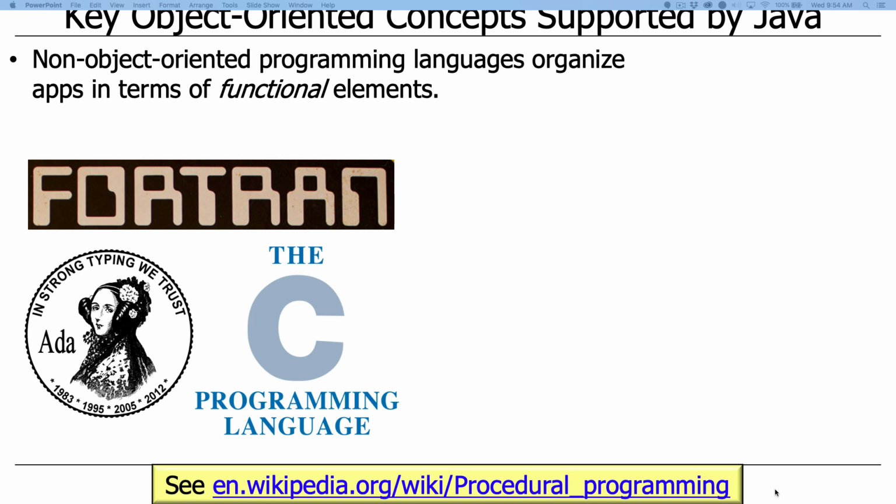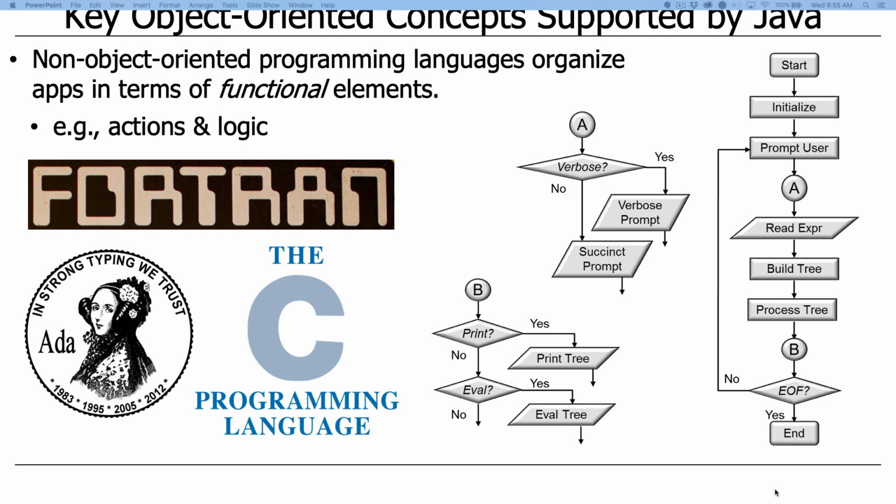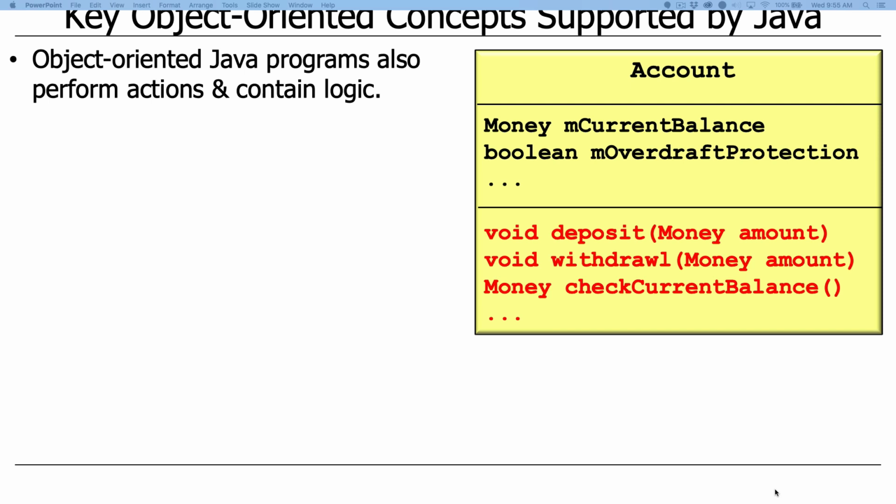Non-object-oriented languages organize applications in terms of functional elements or actions. And there are lots of examples of these historically: Fortran, Ada, C, and ideally you know something about these languages, at least historically. So actions and logic are the way things work. And you typically design programs using stepwise refinement with algorithmic decomposition. That's the way you do those kinds of things.